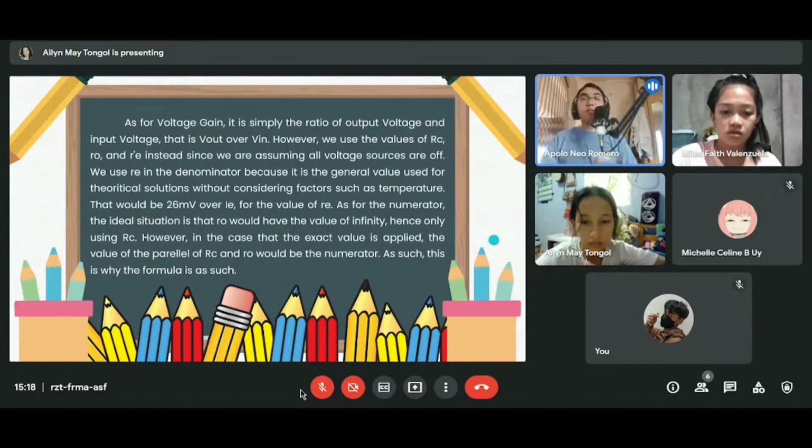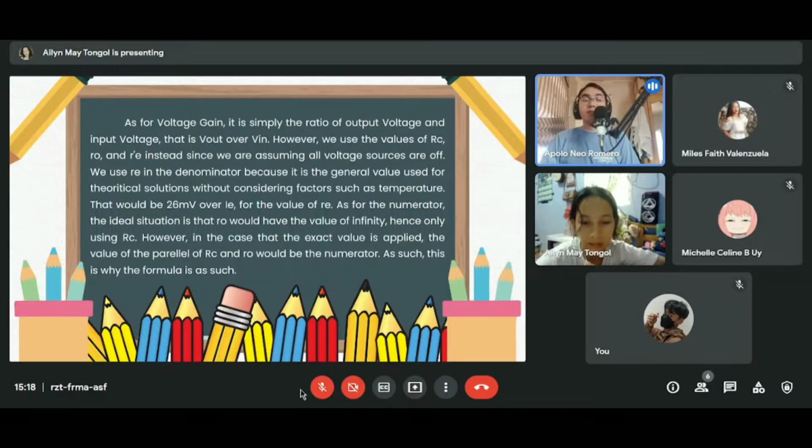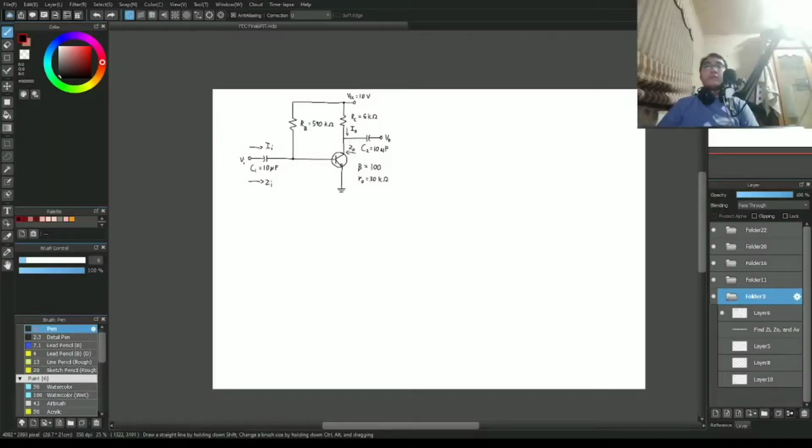As for the solution for the circuit, I will be the one discussing it, and I'll show it in the form of a video. I hope you watch it. Hello everyone, my name is Apollo Romero and I will be the one doing the solution for this circuit to find the input impedance, the output impedance, and of course the voltage gain for the amplifier. Let's start, shall we?